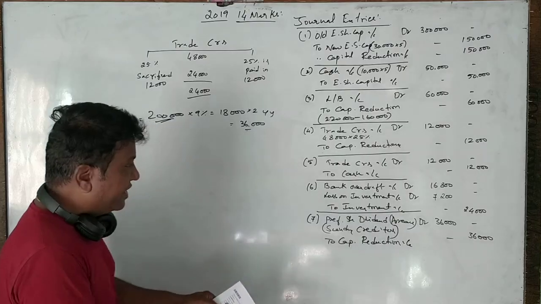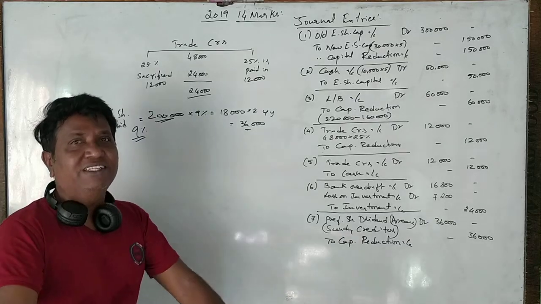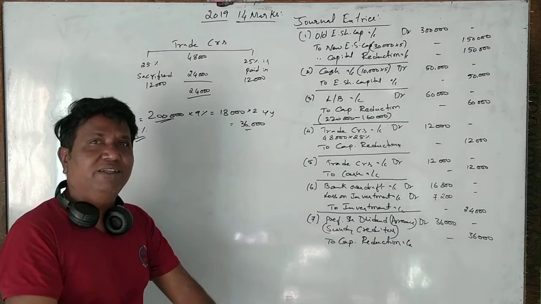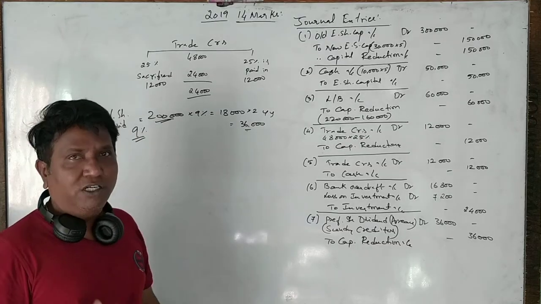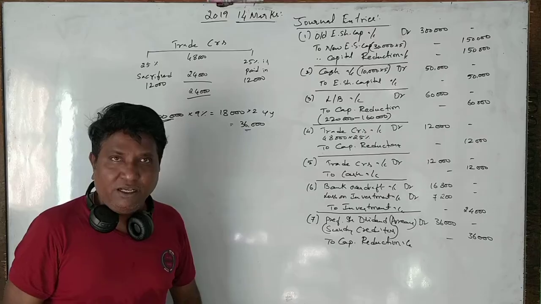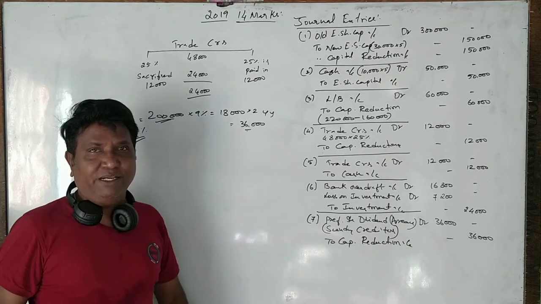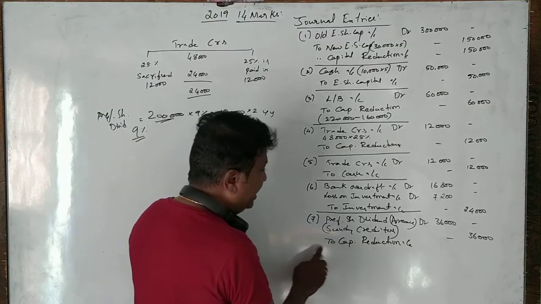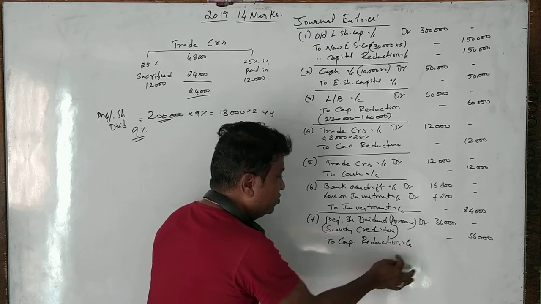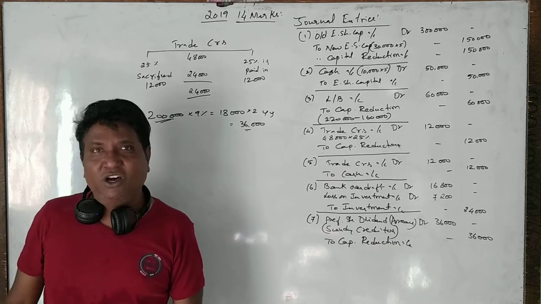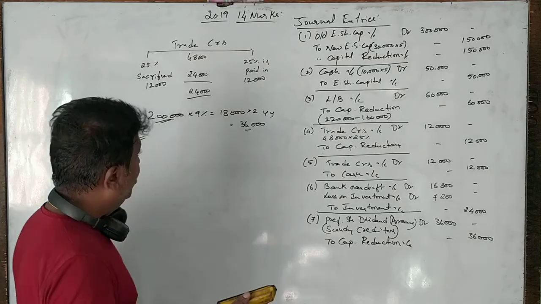Now, what the preference shareholders are saying is, please don't pay preference dividend. Your company is in trouble. We cannot sacrifice, we cannot contribute, we cannot reduce our capital, but we can give up our dividend arrears. You can use this money. So we are transferring this arrears of preference share dividend to the capital reduction account or capital reconstruction account. I hope you understood it now.